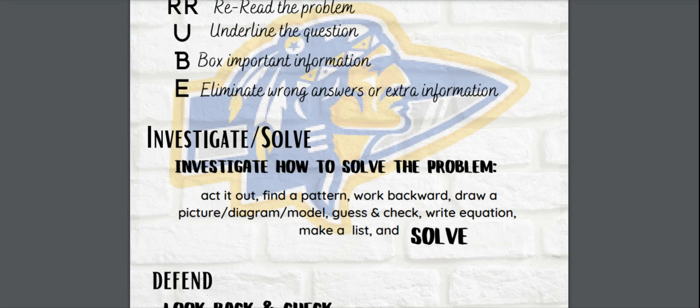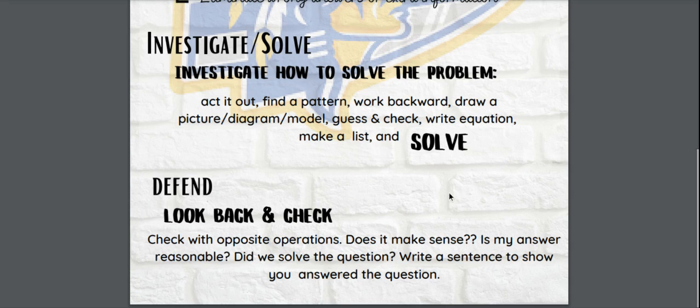Maybe you're going to find a pattern. Maybe you're going to work backwards. Another one of my favorites is drawing a picture, diagram, or model. You might have to guess and check to see if you guessed correctly. And by guessing, I don't mean just like, oh, the number 7, because I like the number 7. I mean just making your best guess on how to solve. And then if it doesn't work, you try again. Write the equation, writing the number sentence. Sometimes you have to make a list. And most importantly, solve.